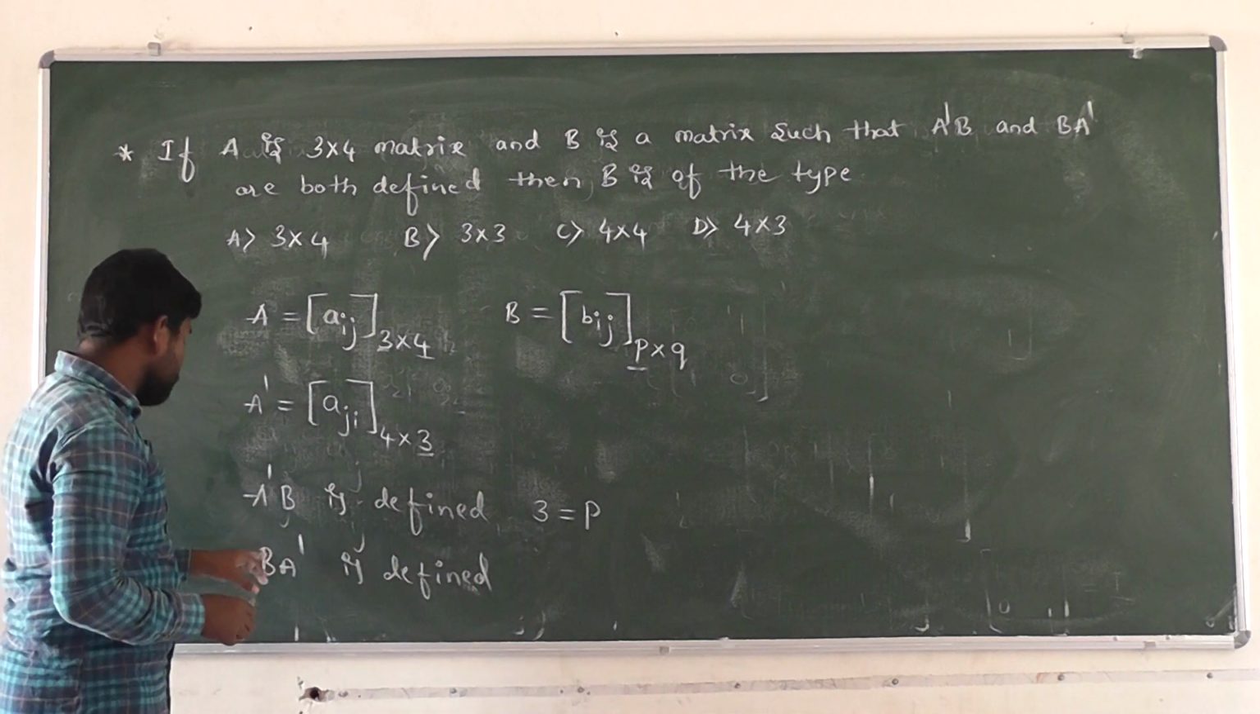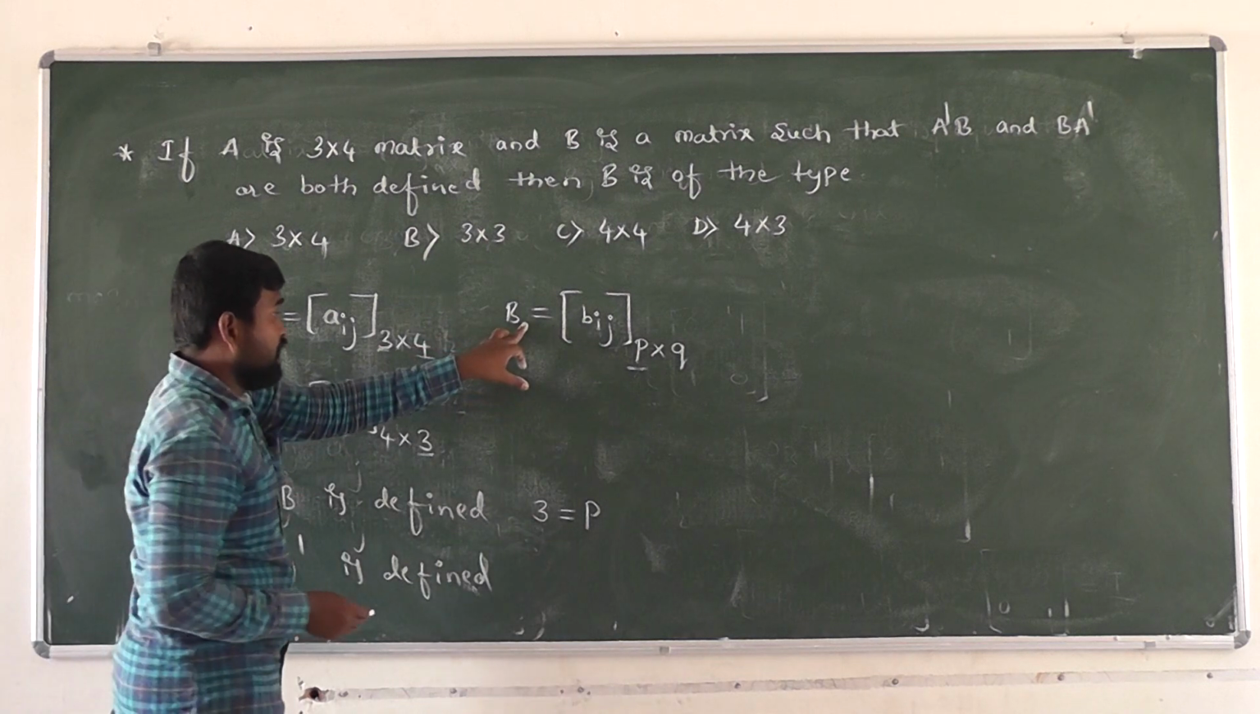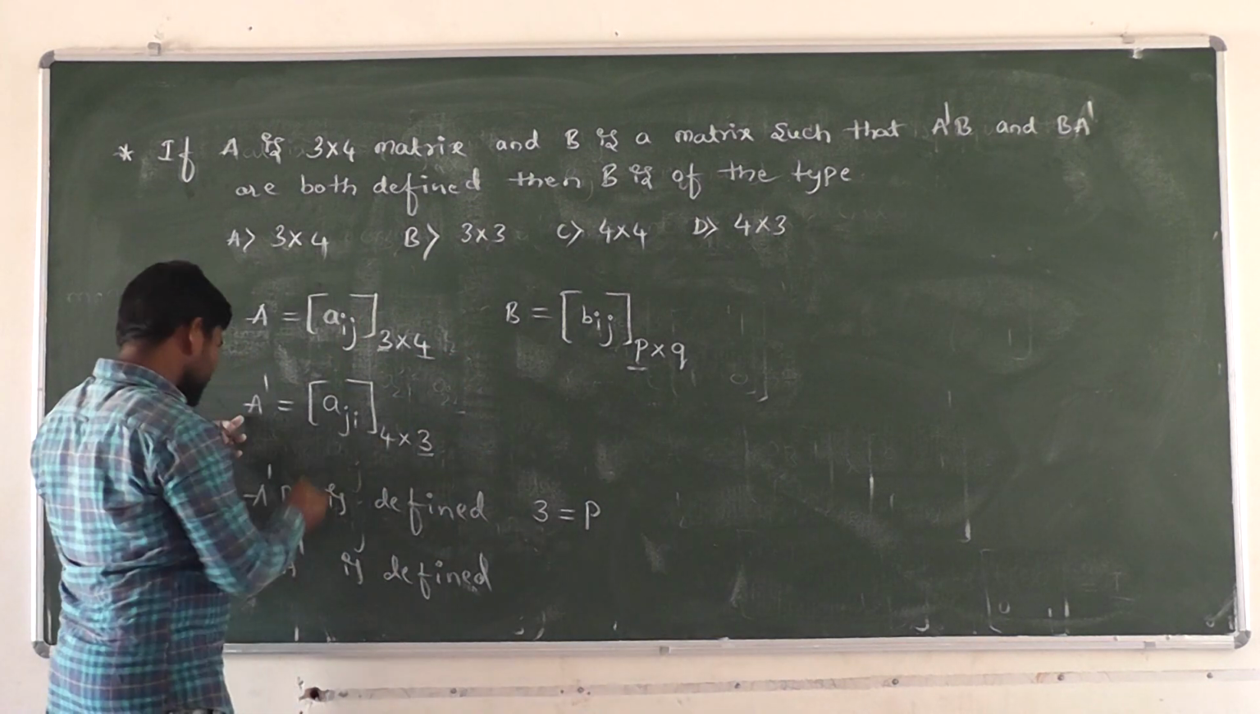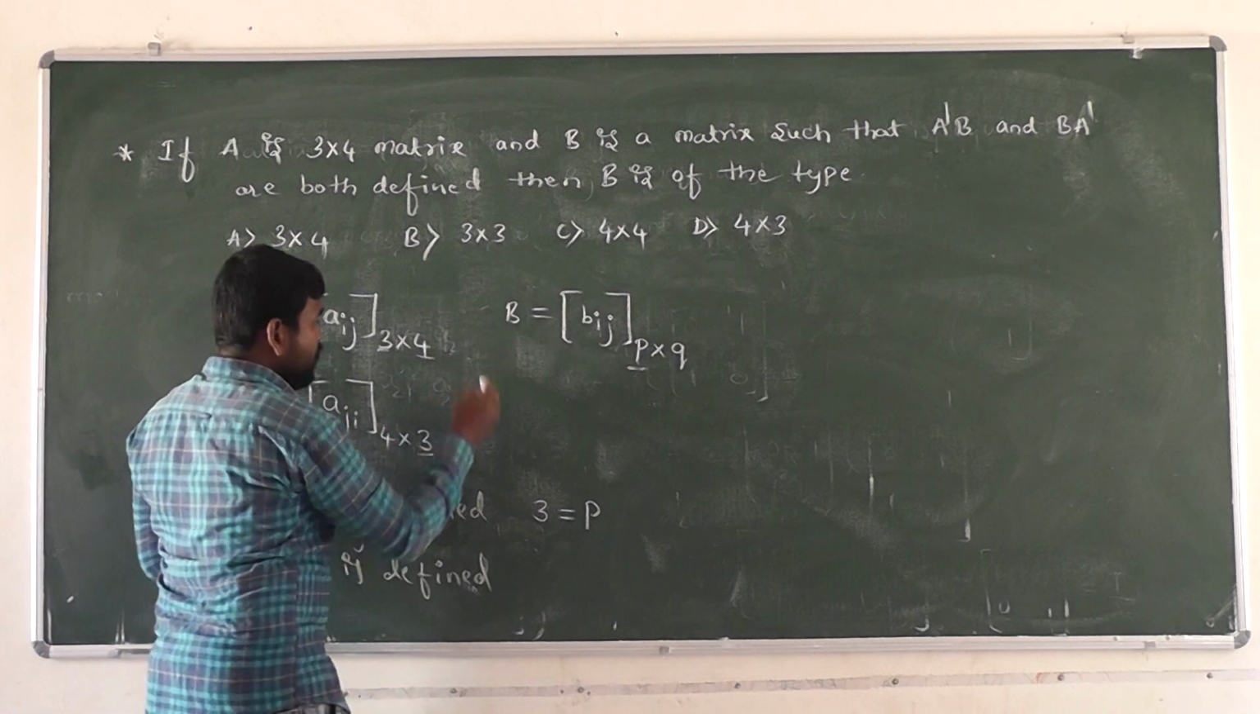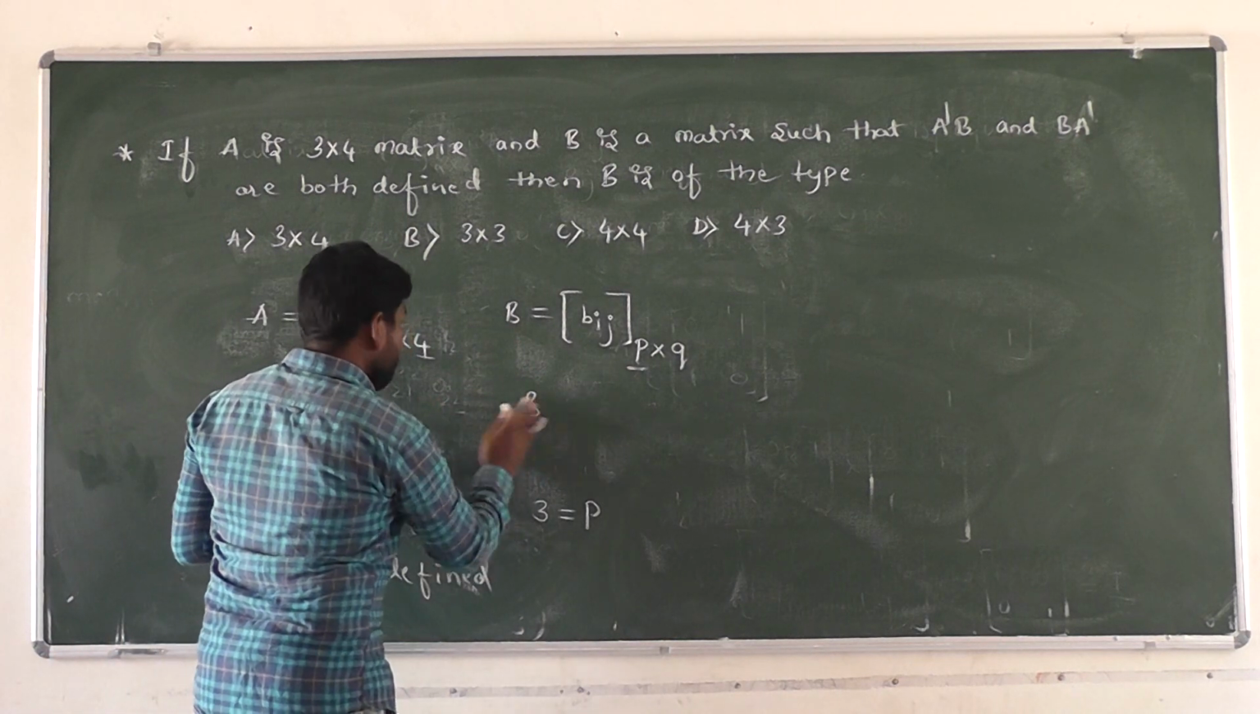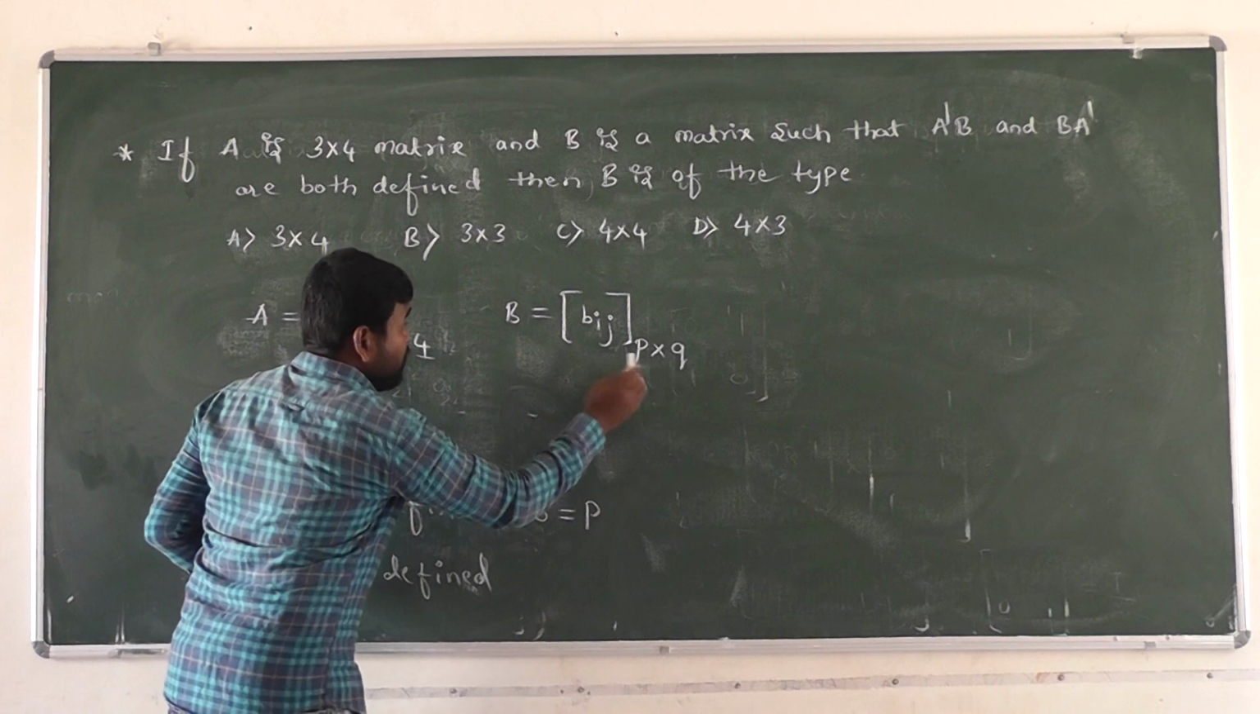Right? Then first we have to take the B matrix. What is the order of the B matrix here? P cross Q. And what is the order of A transpose here? 4 cross 3. B into A transpose. Right? B into A transpose.